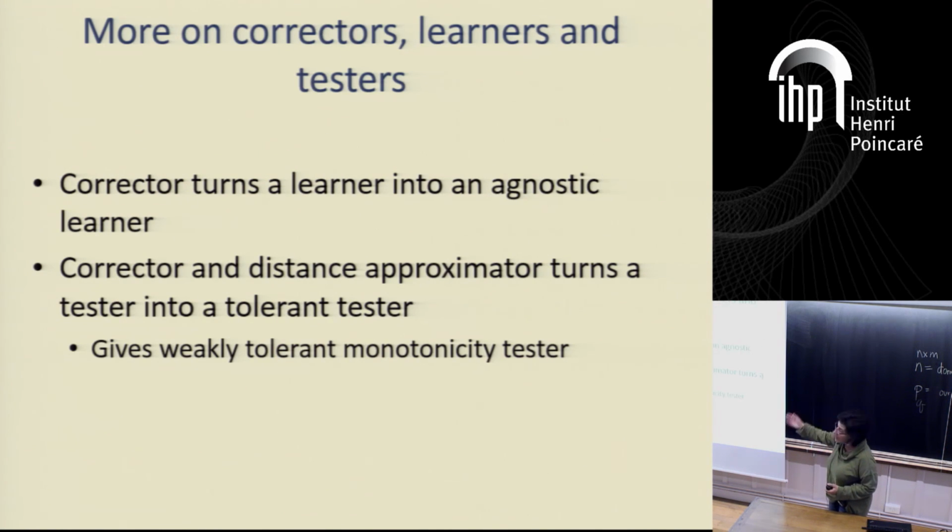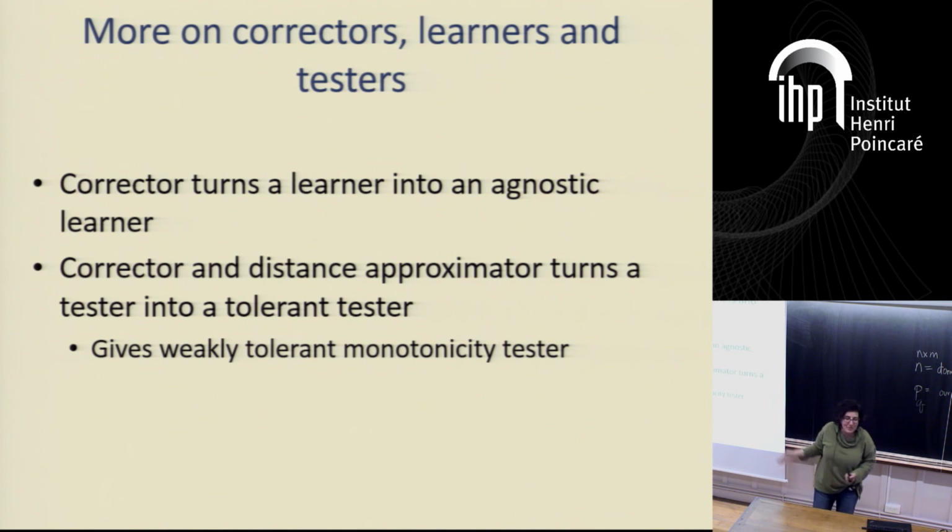I want to say these sample correctors are really useful in the sense that if you had one, not that we do, but if you did, then you could turn a learner into an agnostic learner. If your sample corrector takes as much time as an agnostic learner, then this won't help you. But if your corrector is faster than the agnostic learner, and also the learner is faster than the agnostic learner, then you can improve your best known running time for the agnostic learners. And it also turns testers into tolerant testers.